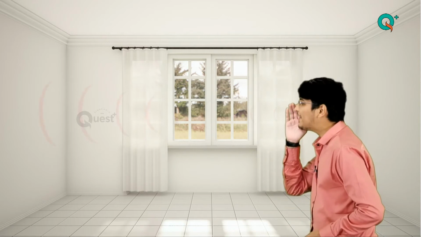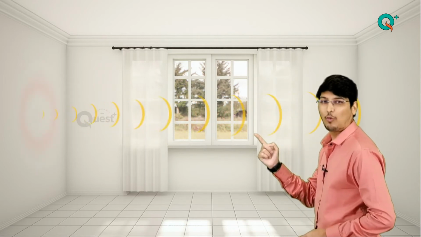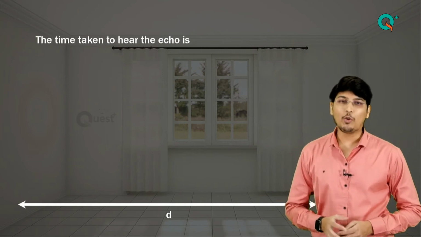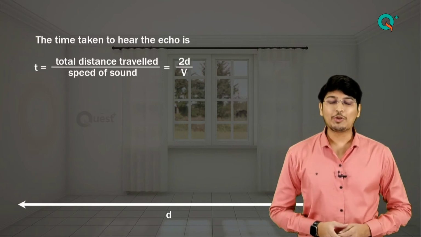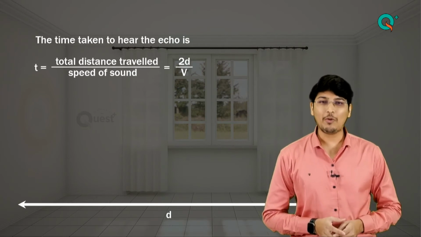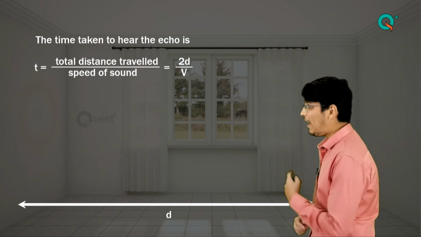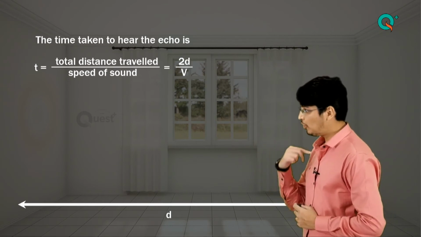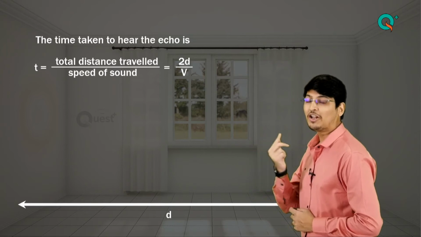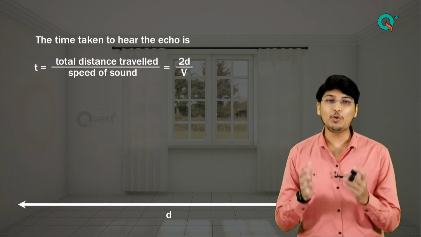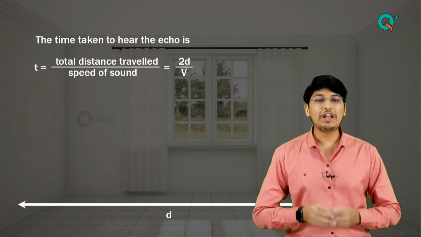Let's try to understand the second condition for an echo. Let's say I'm standing here and I have this wall in front of me. If I were to say something, let's say physics, the sound goes, hits that wall and comes back to me. Let's say that the distance between me and the wall is d. Now if I want to calculate the time taken to hear the echo, it is given by the formula t equals total distance travelled upon the speed of sound. The distance between me and the reflecting surface is d. So sound goes d distance and after reflection it comes back again d distance. So the total distance would be equal to 2d. So I can say time is equal to 2d upon v.